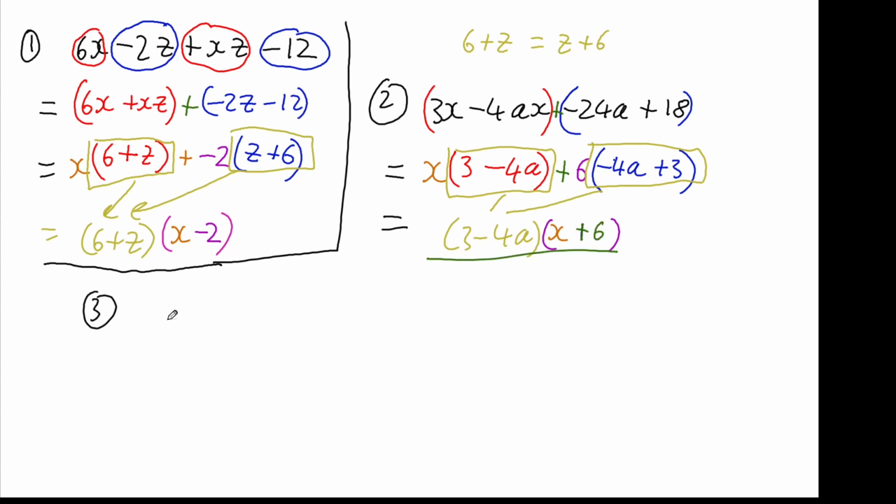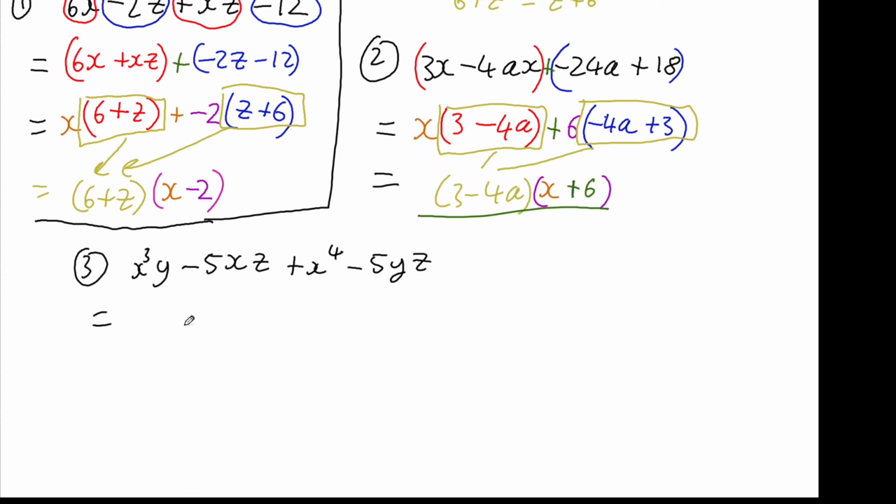I've got one final example, x cubed y minus 5xz plus x to the 4 minus 5yz. So let's see if we can group these. If I look at my first two terms, there's a common factor of x I can factorize out. Look at my second two terms though, there's no common factor I can factorize out. I've only got x's here, no x's here. So let's try reordering them into something more useful.